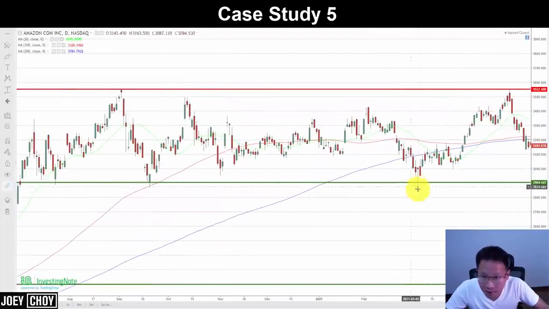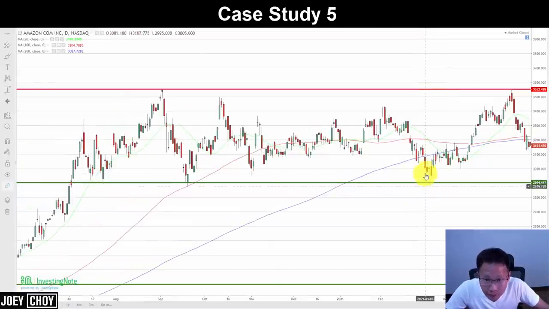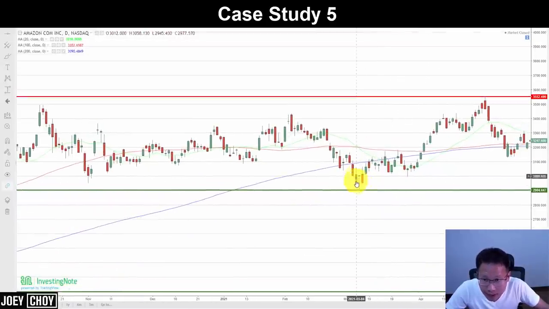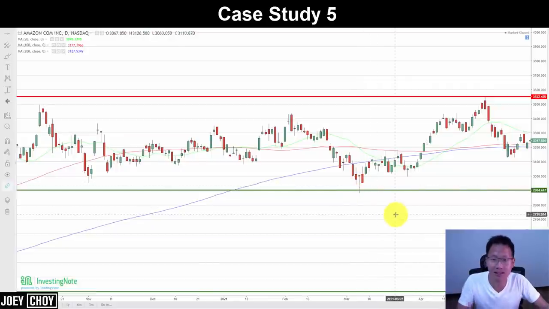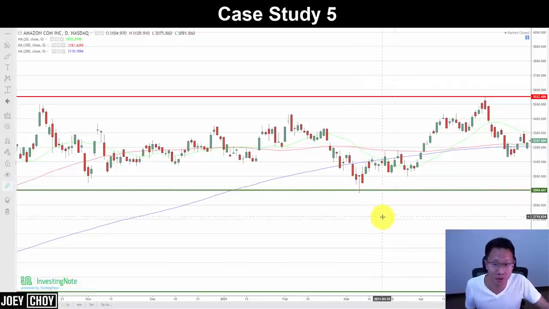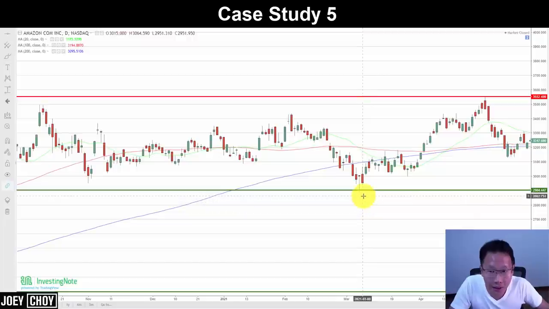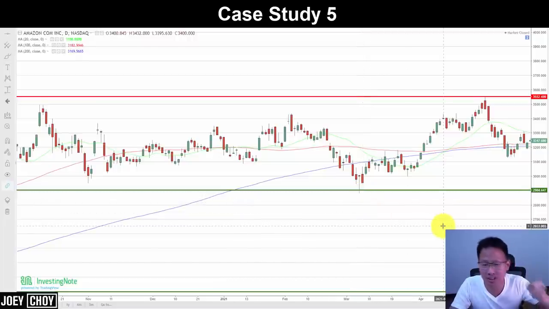Look at this, guys. So this happened right at the support level, 5th of March 2021. Look at this bar right here, guys. What do you think? Is it a bullish bar or a bearish bar? So we have what we call a really long lower shadow. So it looks something like a hammer.